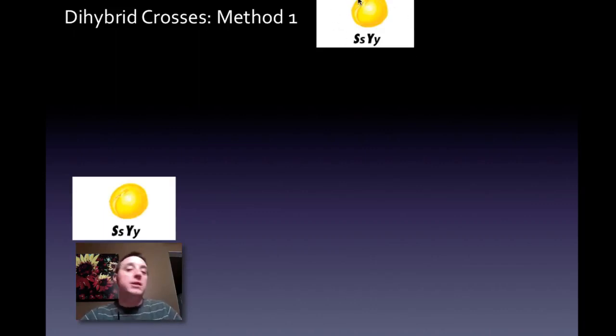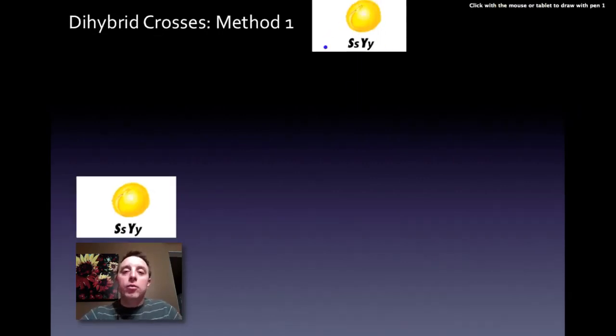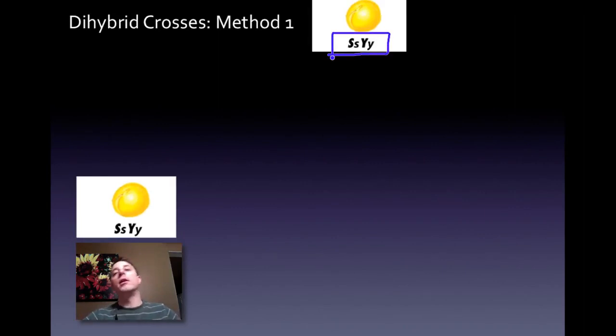And the two traits that we're looking at are the shape of the pea, which can be either smooth or wrinkled. In this case, we have smooth for both parents. And the color of the pea. In this case, we have yellow for both parents. And yellow and smooth are both the dominant traits. So here we have the two F1 individuals. So they are heterozygous for both traits.